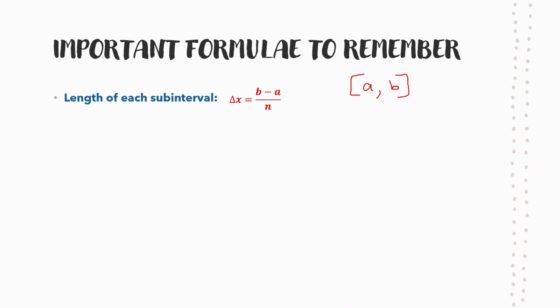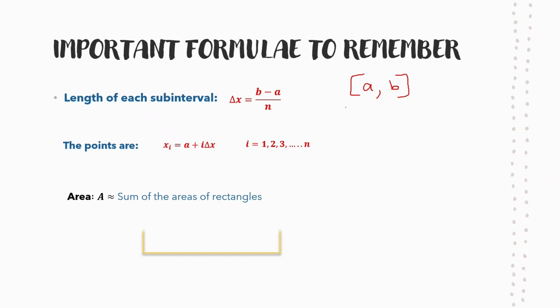What is n? n is nothing but the number of rectangles. Now how will you find the points? xi is equal to a plus i delta x. And what about i? i ranges from 1, 2, etc. up to n. Now let's find the area. How? Yes, using sigma notation. Sigma i equal to 1 to n, f of xi delta x.